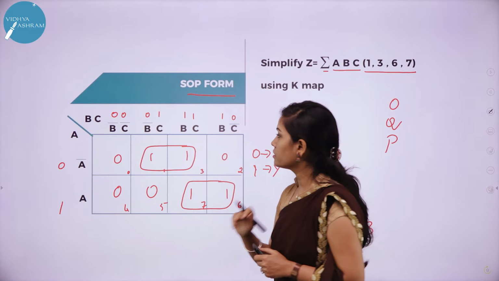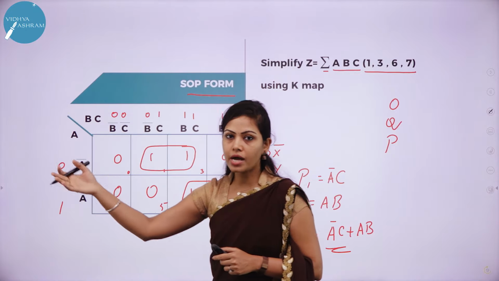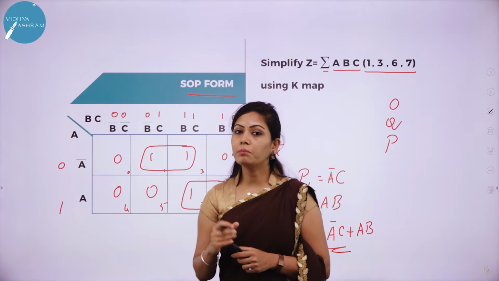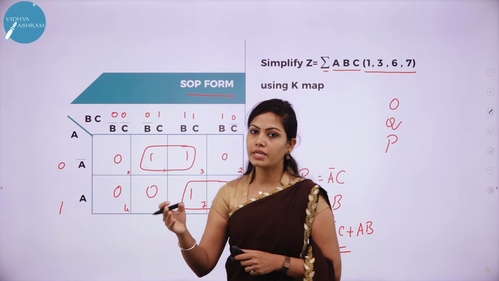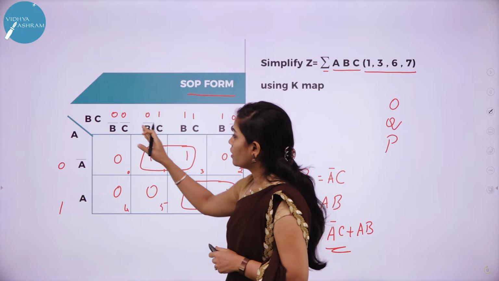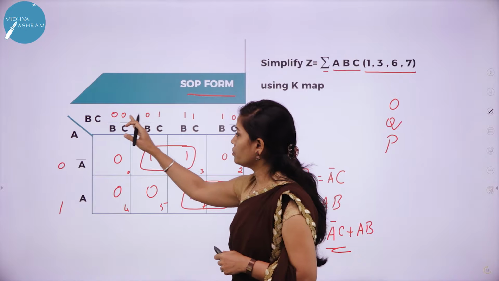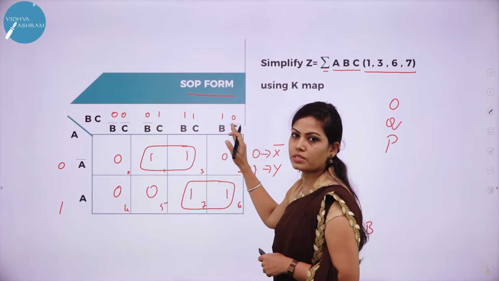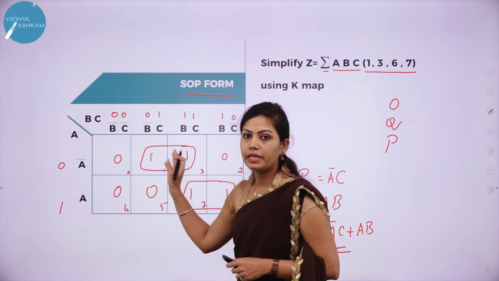First you have to check the number of variables. It can be A, B, C, D, P, Q, R, S, X, Y, Z, anything. After that you have to order the variables. You should use this order only: 00, 01, 11 and 10. So this is for a 3 variable K-map.